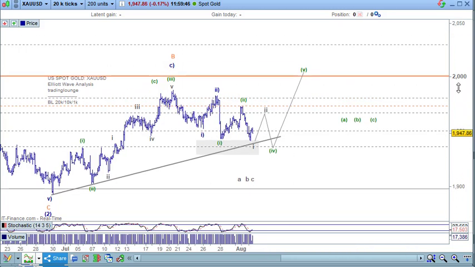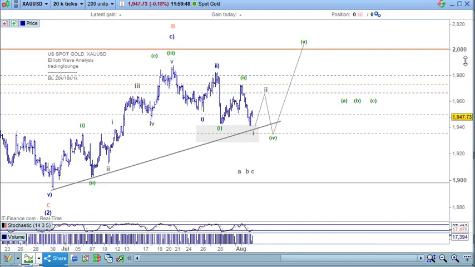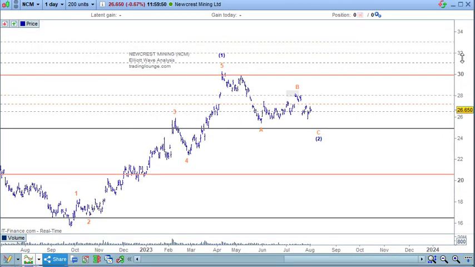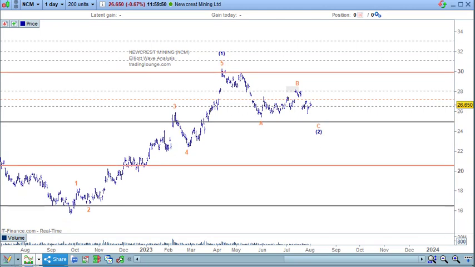So with gold stocks, we did have a look at lots of gold stocks the other day, and we will do that again next week. We'll look at all those gold stocks again, but I did just want to give you a bit of an idea using Newcrest Mining, which is probably the 3rd or 4th biggest mining company around.